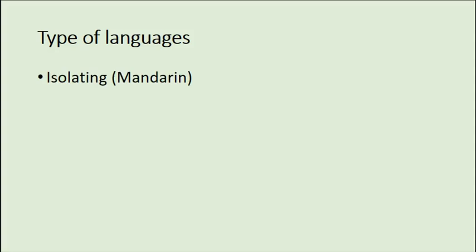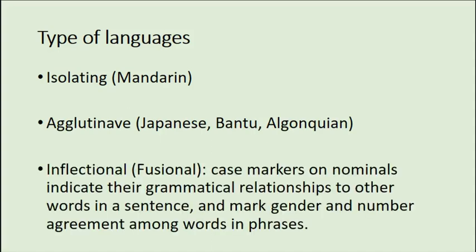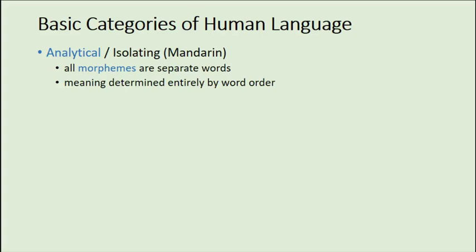There are three basic types: isolating, and this includes Mandarin; agglutinative, such as Japanese, Bantu, and Algonquian; and inflectional, in which case markers on nominals indicate their grammatical relationships to other words in the sentence and mark gender and number agreement among words in phrases. Let's take a closer look at that again.